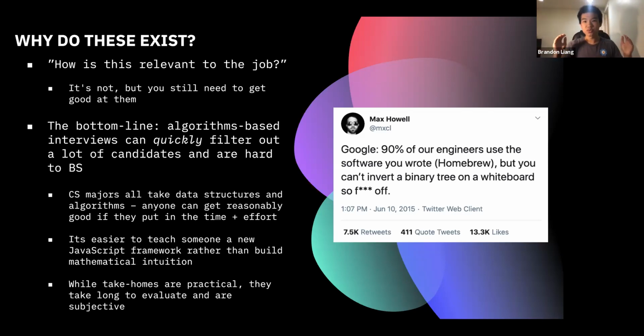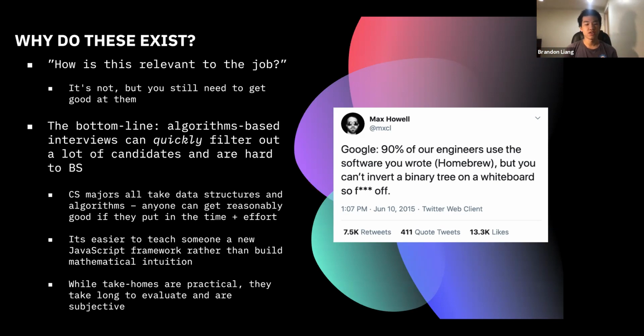And here's really the main reason why. If you go into an algorithms-based interview, when a company uses this type of interview, they can quickly filter out a lot of candidates. And on the upside, these interviews are extremely hard to BS your way through.